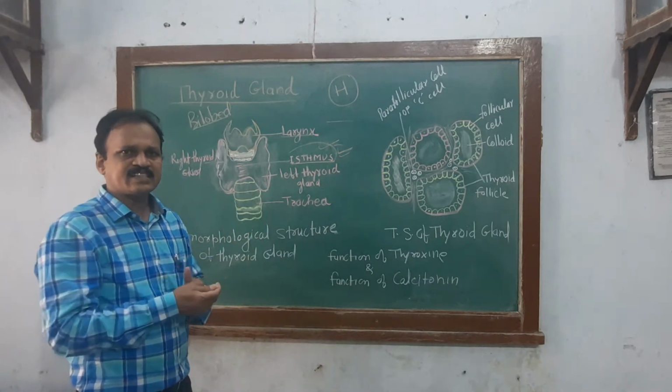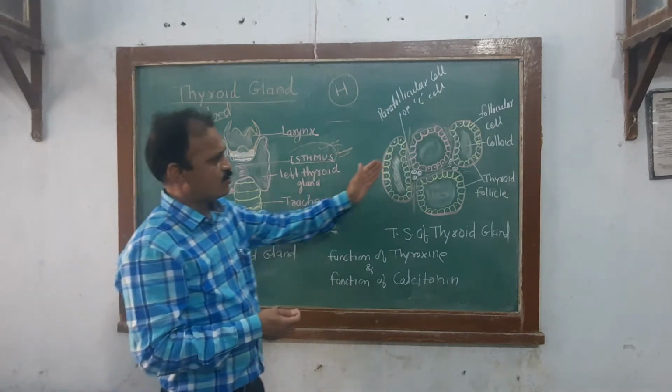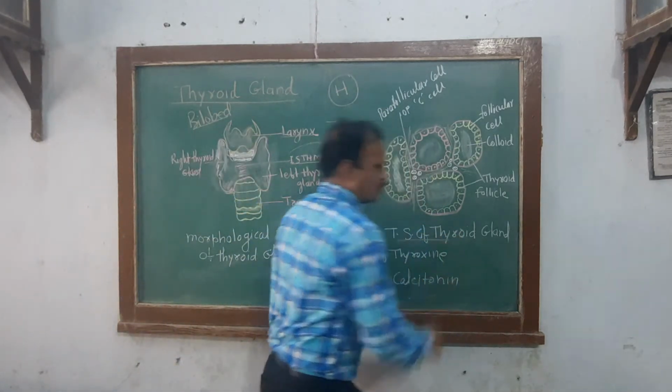What is the internal structure? See here, I have shown the diagram of the TS of the thyroid gland also.